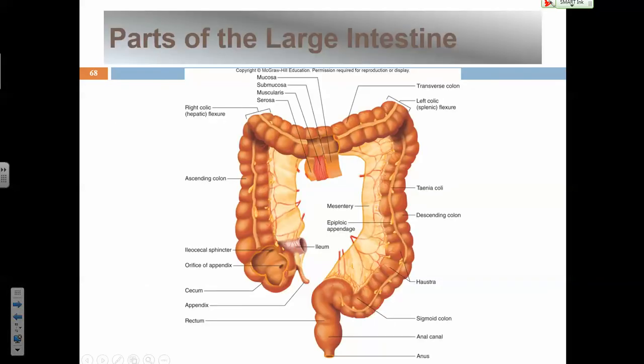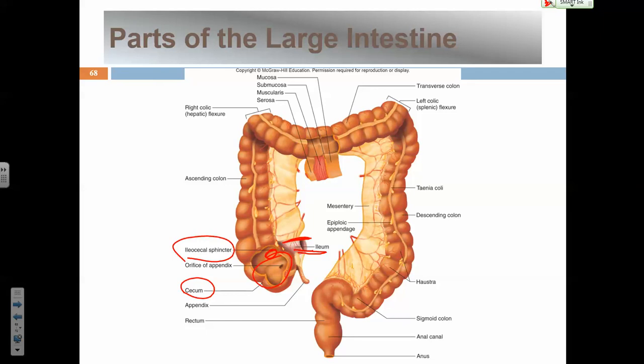Right here is the ileum, so that's the last part of the small intestine, and it empties into the large intestine at this spot, which is another sphincter called the ileocecal valve or ileocecal sphincter. It's not at the very bottom or first part of the large intestine. It's just above it a little bit. So this little blind pouch that's below it right there is called the cecum.